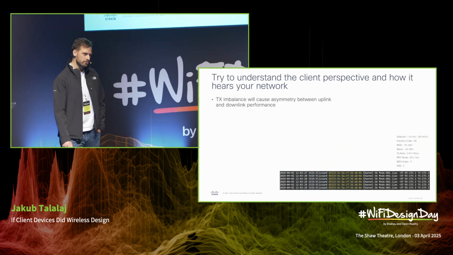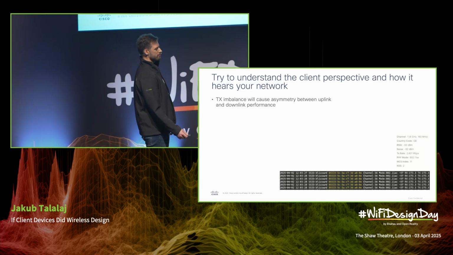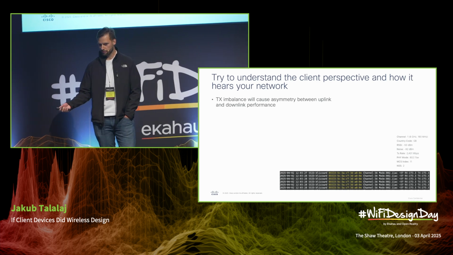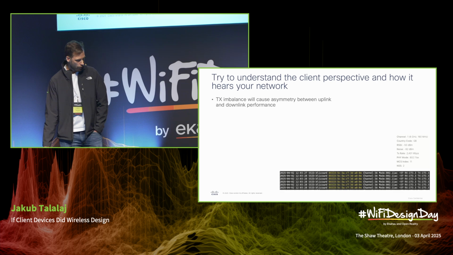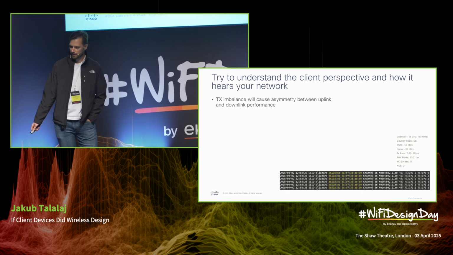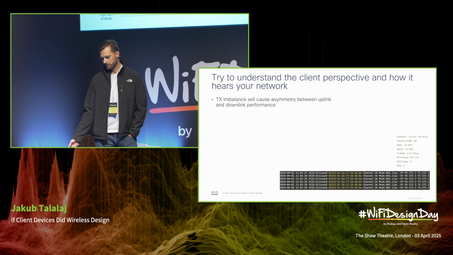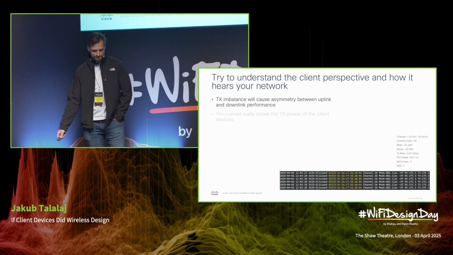Then the next thing we need to do, once we have all the capabilities of the client, is try to look at the network from the perspective of the client. We need to look at the network through the client's eyes, right? One thing that's very common is that we try to set the TX power way too high on the APs. Basically, it causes a massive imbalance, right? And you will end up with asymmetric performance, whether it's uplink or downlink.